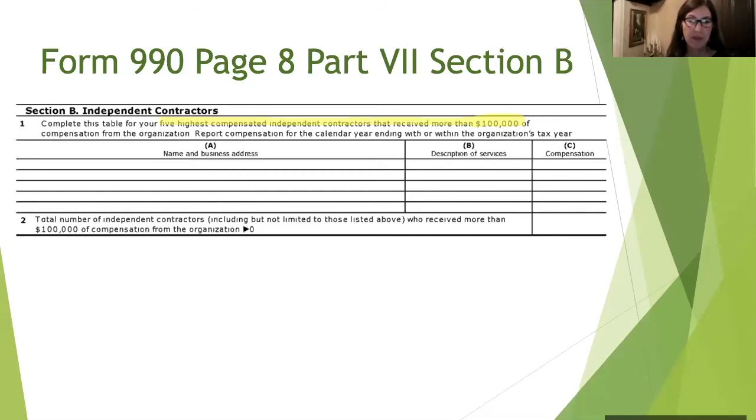Then we talked about the 1099s before. This is the independent contractor section. So if you are issuing 1099s, you're going to have to tell them which 5 organizations or which 5 individuals received 1099s and how much you paid them. And then if you had more than 5 that made more than $100,000, then you would tell them how many that was on Schedule O. But Utah didn't have any because they're a small organization. They didn't pay anybody $100,000 or more.